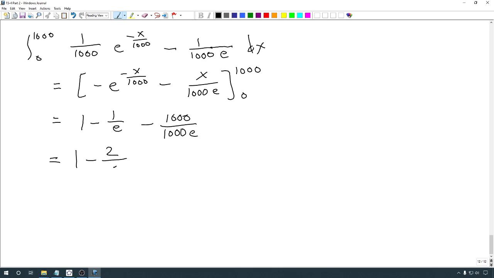Or approximately 0.26424. So basically, if we're allowed to put a bulb in after another bulb, and we want to see whether or not both of them will be burned out within 1,000 hours, that's only a little bit more than a quarter of a chance.